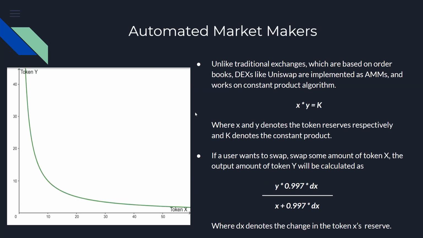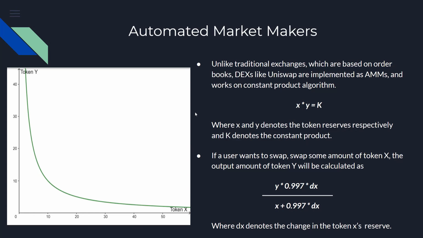So moving on, before jumping into our sandwich attacks, we have to discuss something about automated market makers as well. So what are really these automated market makers in DeFi? Now, unlike traditional finance, where the price of an asset is decided by buyers and sellers trading that asset, which is called the order book approach, in AMMs, or automated market makers, like Uniswap, they work on a constant product algorithm. For example, Uniswap works on the X multiplied by Y equals K curve, where X and Y denote the token reserves respectively, and K denotes the constant product.